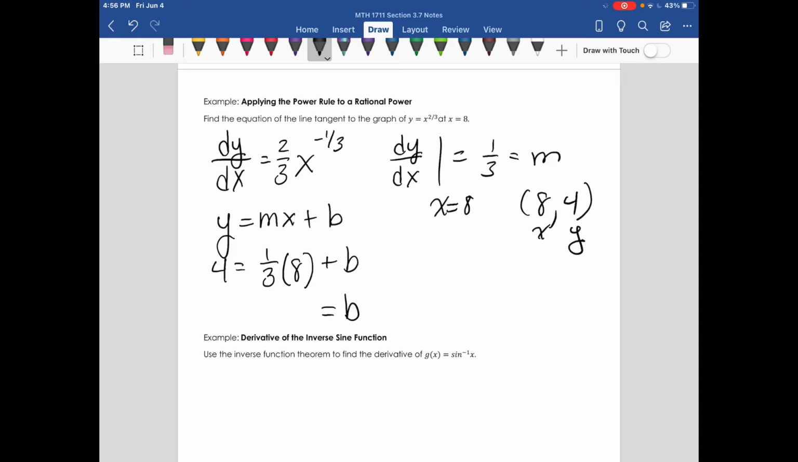So I'm going to use this as my x, this is my y, and my slope is 1/3. So I have 4 is equal to 1/3 x, which is 8, plus b. When I solve this for b, I'm going to get 4/3. So my equation of the tangent line is y equals 1/3 x plus 4/3.